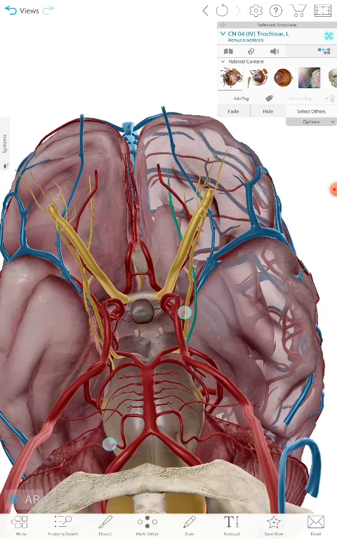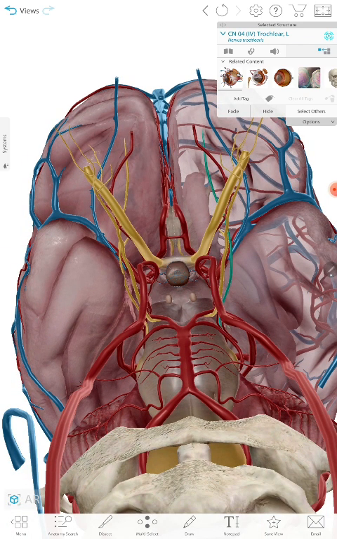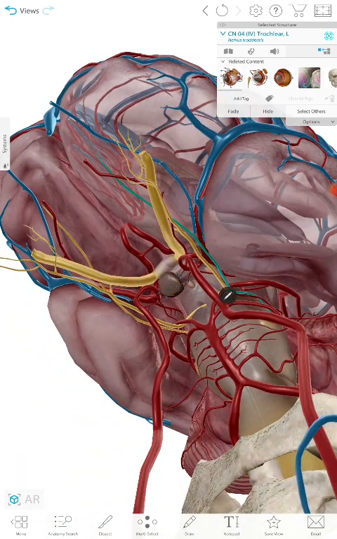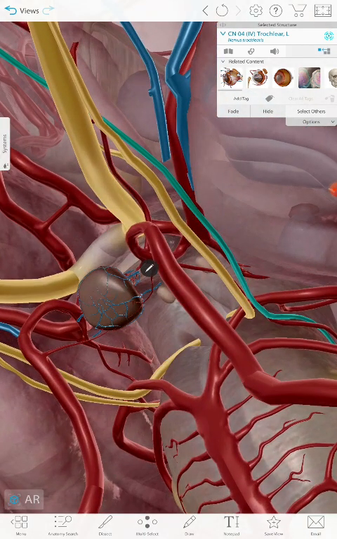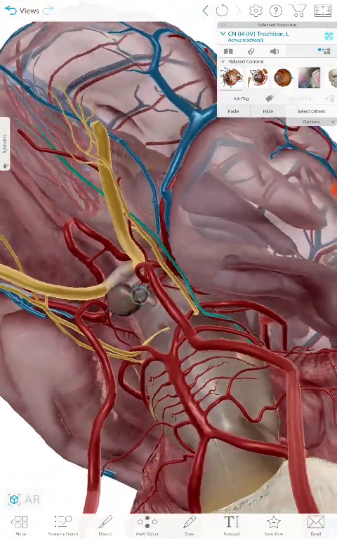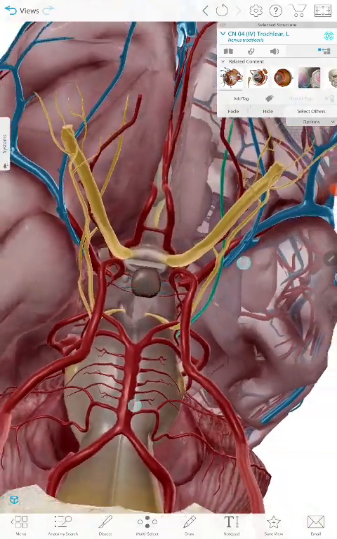So summing up, the contents of the interpeduncular fossa are the pituitary gland, the mammillary bodies, and cranial nerve 3, and also the infundibulum which is connecting the pituitary gland. This over here is the infundibulum of the pituitary gland, and also there is the posterior perforating substance, which hasn't been shown over here.